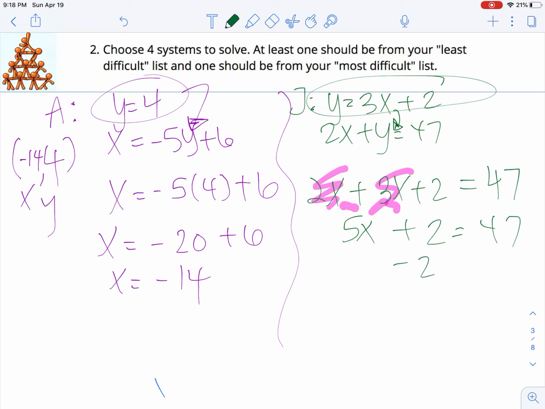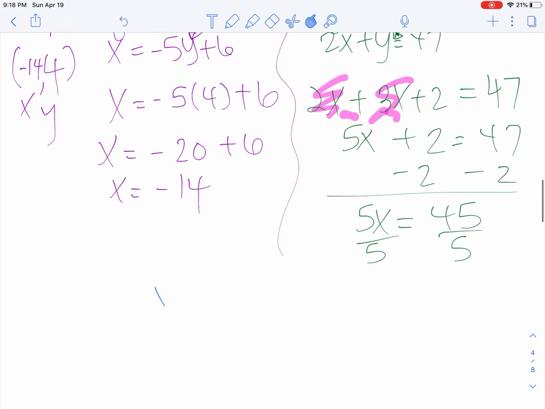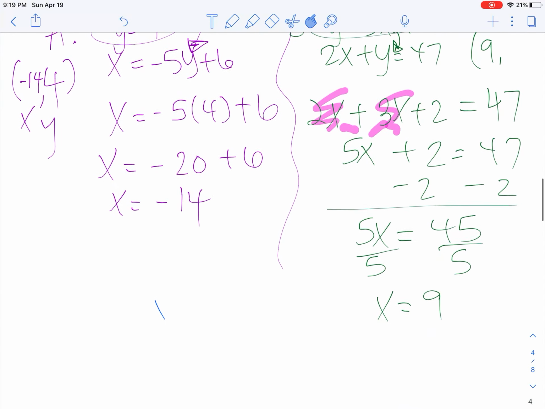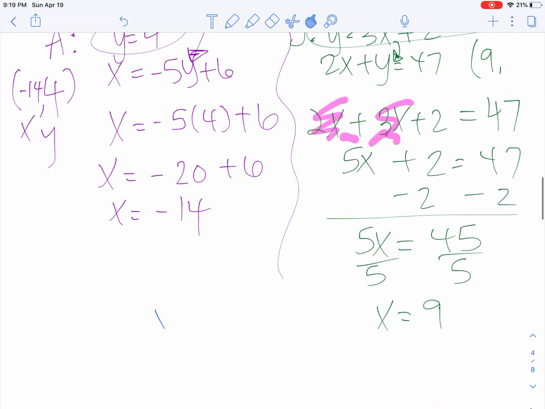And then I can, like terms, subtract 2. 5x equals 45. Last step, divide to get rid of the x. And then you've got, what, x equals 9. So then for this one, you could say your answer is, what do we get? 9 for x, right? And we got to get y still.